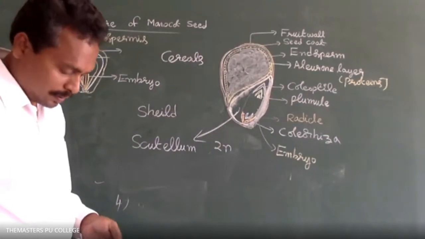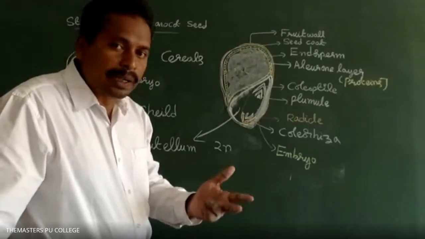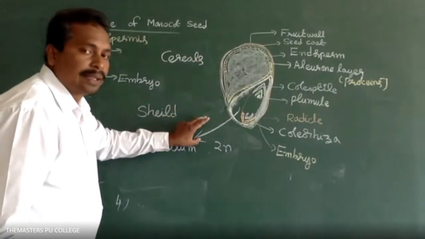So what's the difference then between the normal cotyledon and scutellum? Because you said scutellum is also a cotyledon. The shield-like cotyledon is called the scutellum.